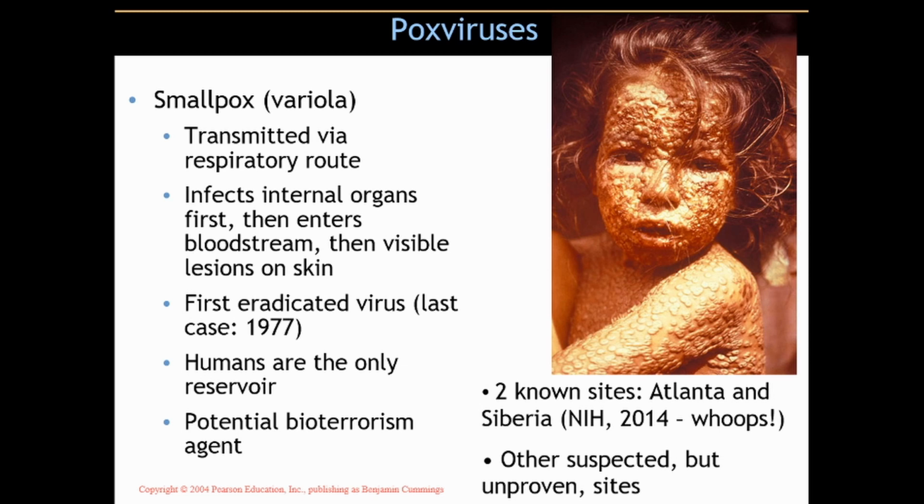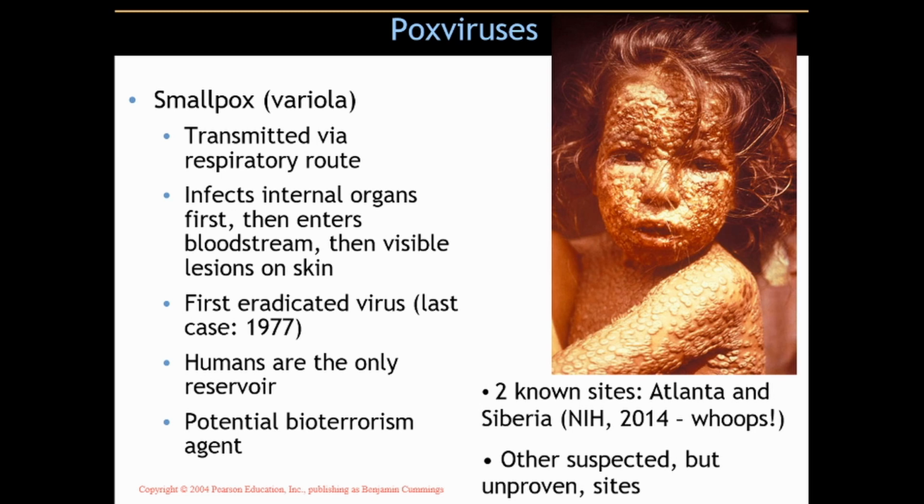It's a potential bioterrorism agent. It could come back again, and nobody's been vaccinated against it because it's been eradicated for 40 years or a little over, I guess technically, and so nobody's getting vaccinated. Is there a vaccine? Yes, there is. There is a vaccine for it, but nobody's getting it because nobody's getting smallpox.